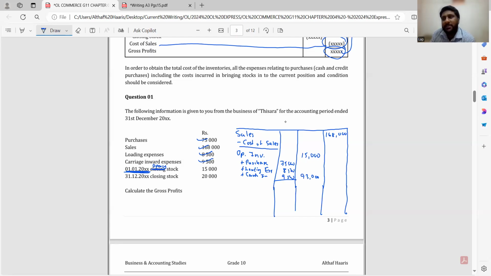Carriage inwards means the cost that you are incurring to carry the stock from one place to another place. That means to get the items into your company. From your supplier's place to get the items into your company, the cost that you are incurring, we'll call it carriage inwards. That is what carriage is.